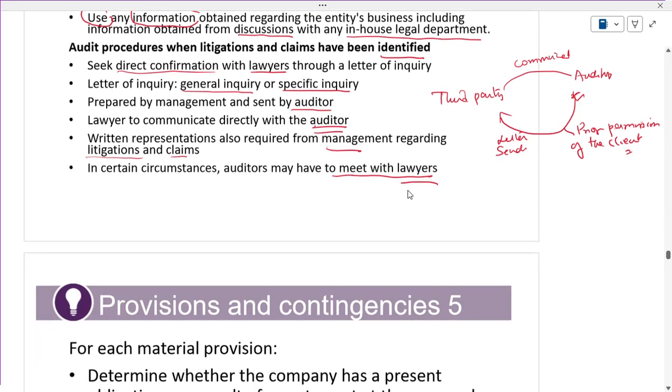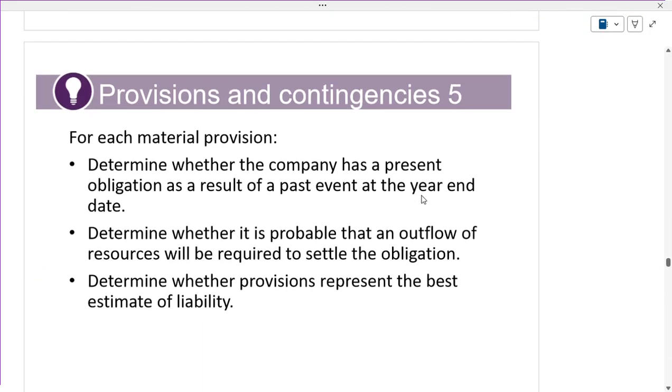Is that the auditors can meet the lawyers? What they are saying, how it will work for each provision, whether the company has a present obligation. For each material provision, it means there should be something that happened in the past, okay? Something happened in the past, and for that past, you are making a provision for the future.